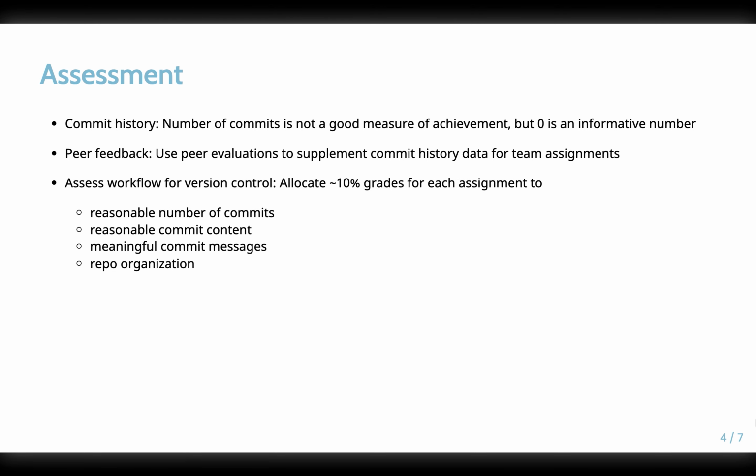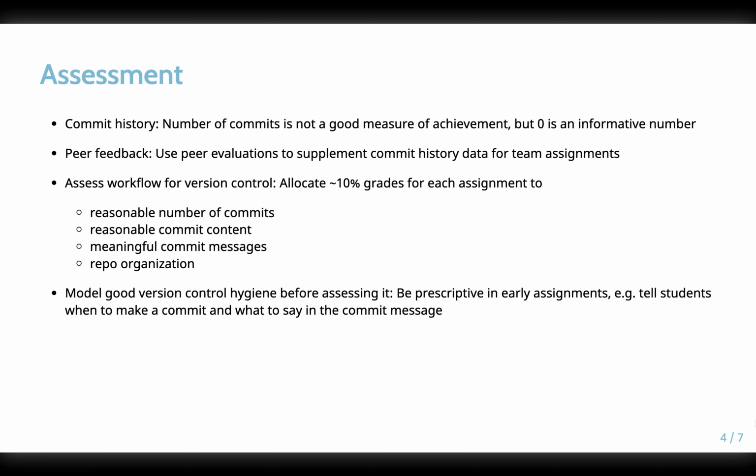And if you are going to be teaching version control, it's important to assess it as well. So we would recommend something like allocating roughly 10% of grades for each assessment to checking things like reasonable number of commits, reasonable commit content, meaningful commit messages, and organization of the repository.